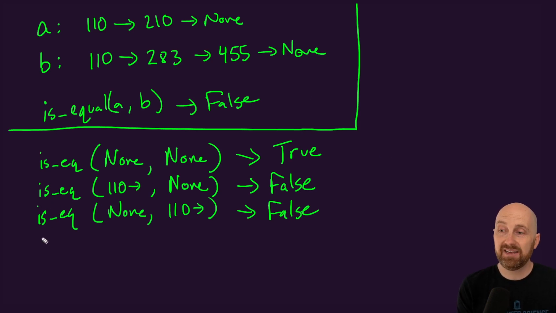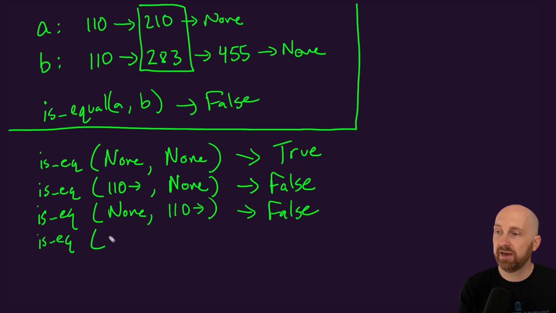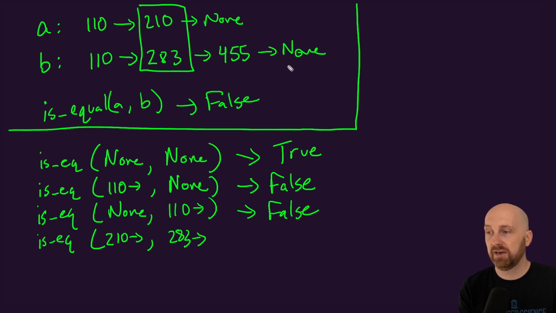If they're not equal to one another, so if we have something like isEqual, and we can imagine being at this point in the input list where the first list is 210 followed by None, and the second list is 283 followed by 455 followed by None. But remember, we're processing one node of the linked list at a time. And again, we're using just pseudocode, hand-wavy notation here, and we're imagining these are the two nodes.